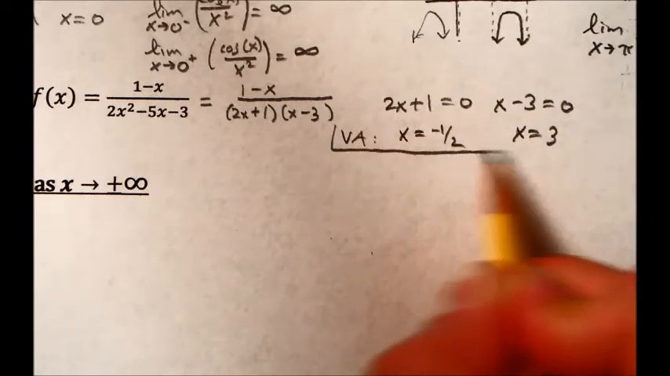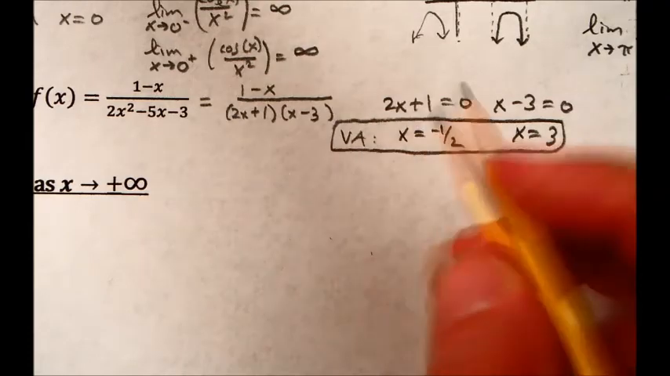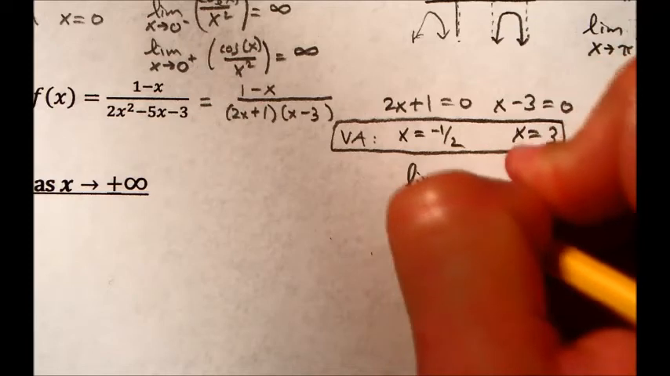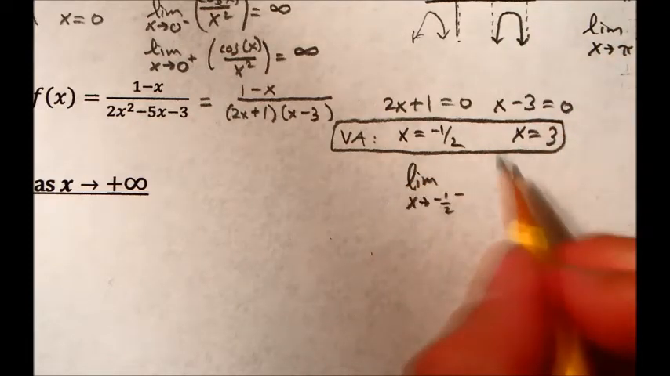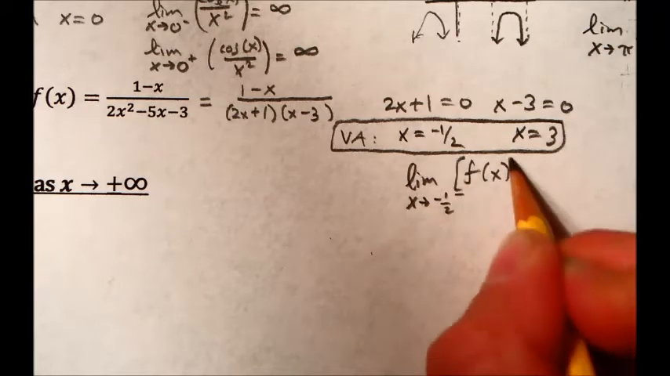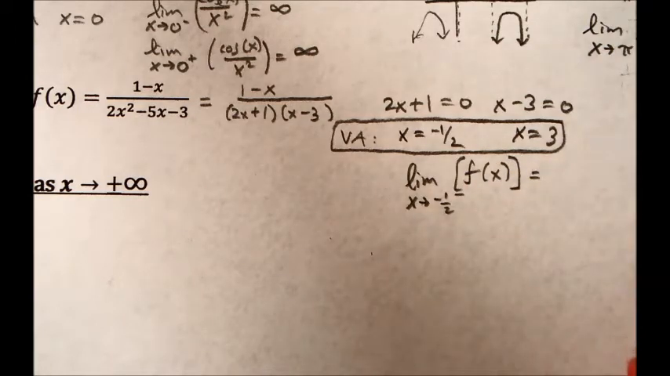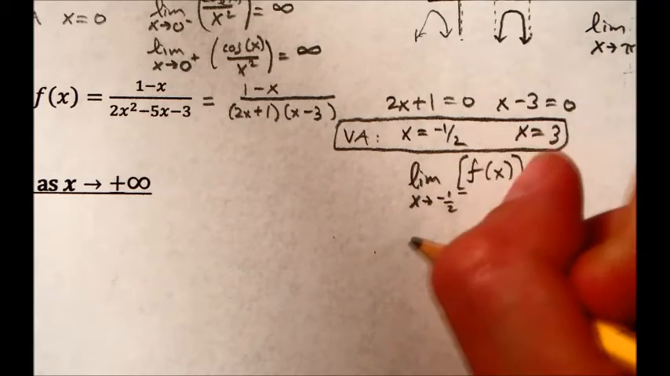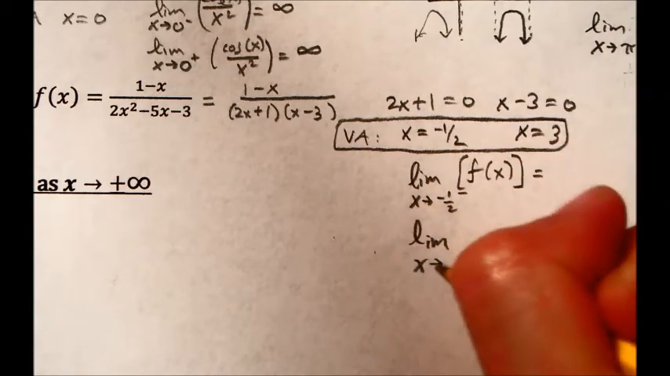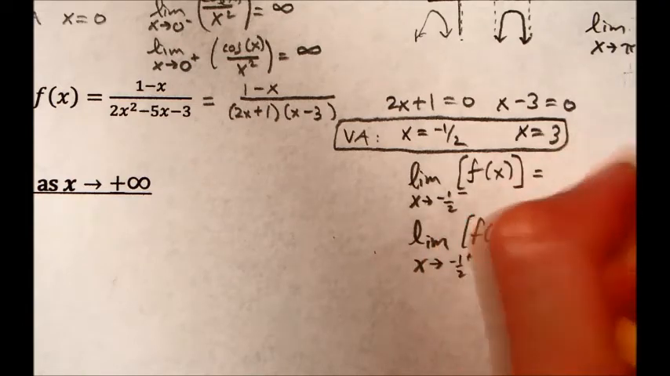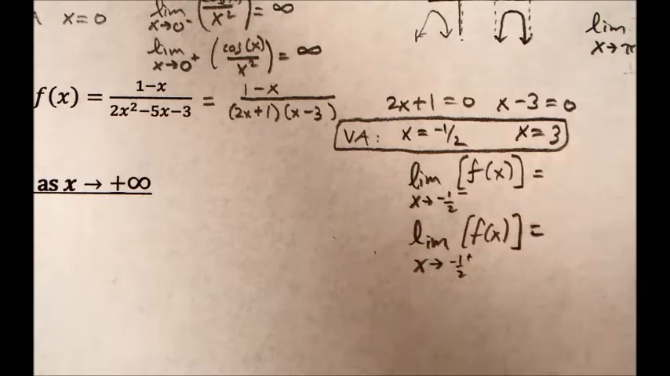Okay, let's do the limit as x approaches negative 1/2 from the left. And if you don't mind, I'll just write f of x here. I don't want to rewrite that horrible function. Okay, is it going to be infinity or negative infinity? Well, we know it's one of those two, right? And then we're also going to have to do this from the right. And then we're going to have to do the same thing for 3. Okay, so x equals 3.